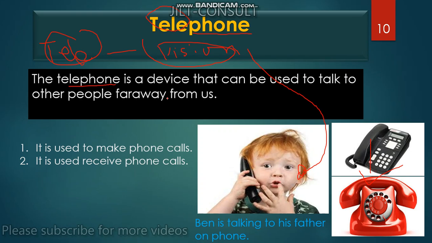So we say it is used to make phone calls. It is used to receive phone calls. So write it nicely like this. You can make your notes. Ben is talking to his father on phone. So this is the mobile phone. Consider he is talking on the phone. So the phone is used for talking to people who are far away. We call them telephone.